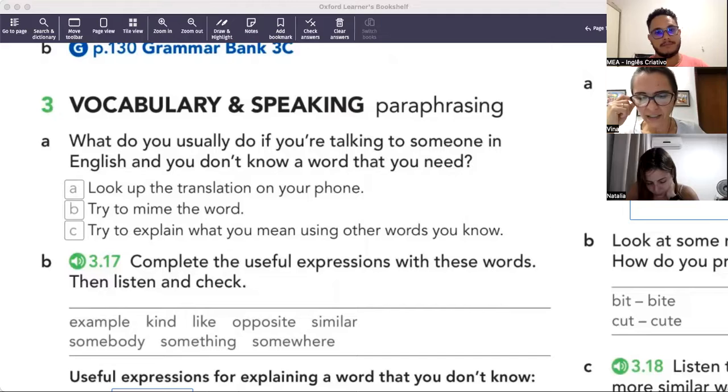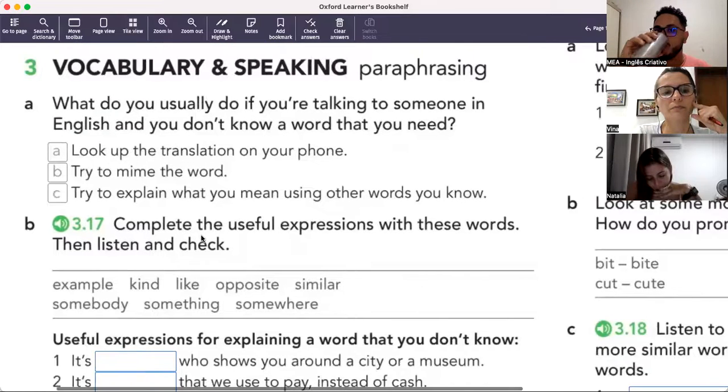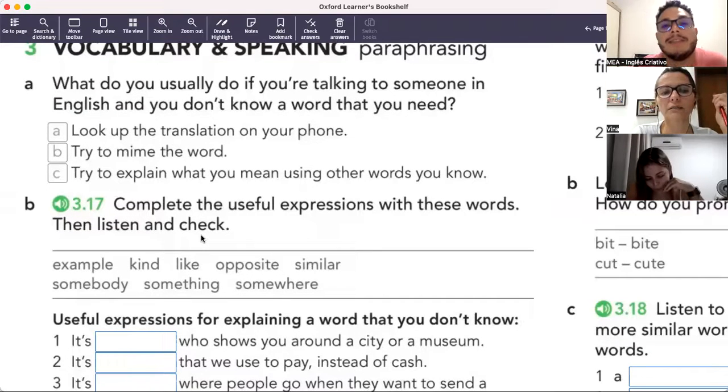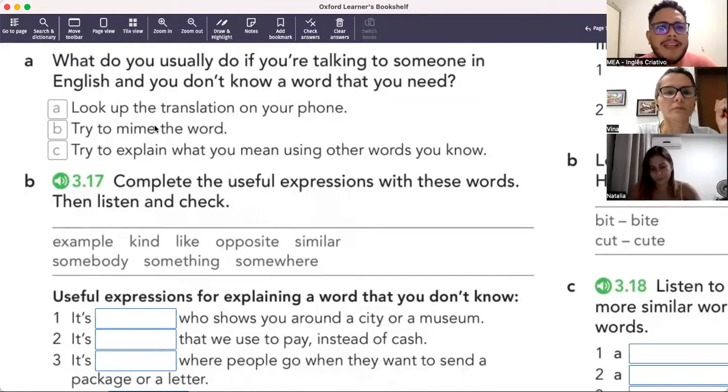I look up the translation on my phone. The second option. Try to mime the word. Try to explain what you mean using other words you know. Perfect. Okay?